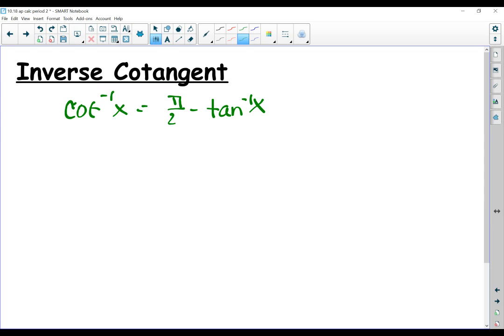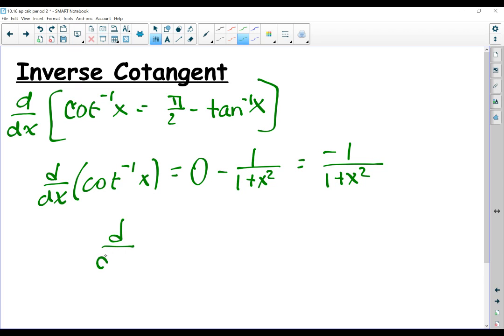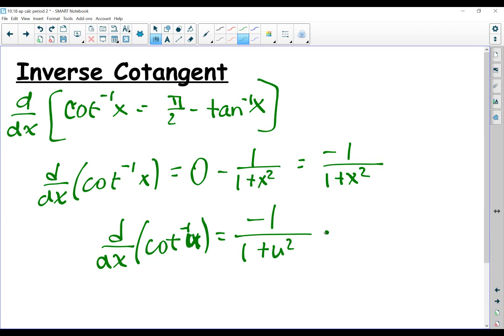The reason why I'm going to do this is because I just did this derivative, so I can just take the derivative of this equation, and that would give me the derivative of inverse cotangent, which is what I'm trying to derive. Now here it's interesting because pi over 2 is just a number, its derivative is 0, minus the derivative of the inverse tangent of x, which is 1 over 1 plus x squared, which just leaves me with negative 1 over 1 plus x squared. So the derivative of inverse cotangent of u, if I want to chain rule it, is just negative 1 over 1 plus u squared times du.